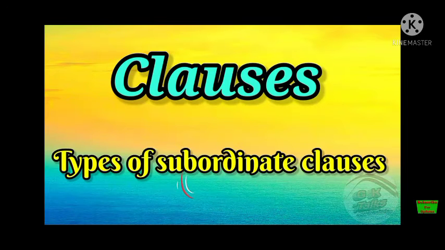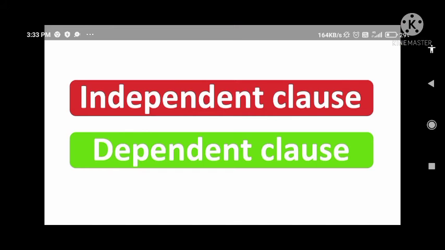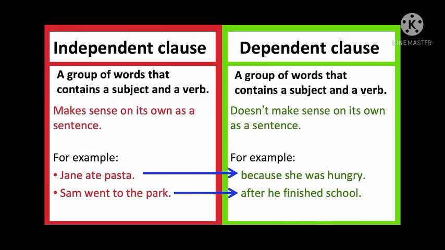Now come to the types of clauses: independent clause and dependent clause. These two clauses are there. Now in an independent clause, a group of words that contains a subject and a verb makes sense on its own as a sentence. For example, you can see Jane ate pasta, Sam went to the park.